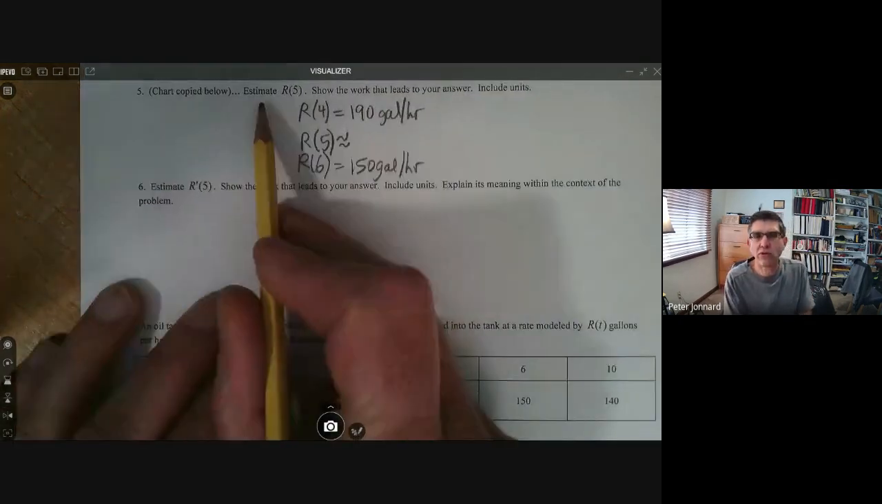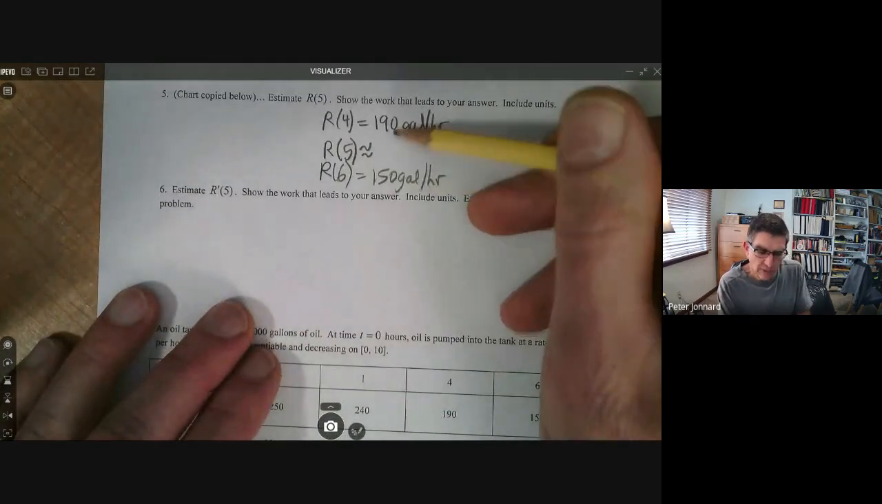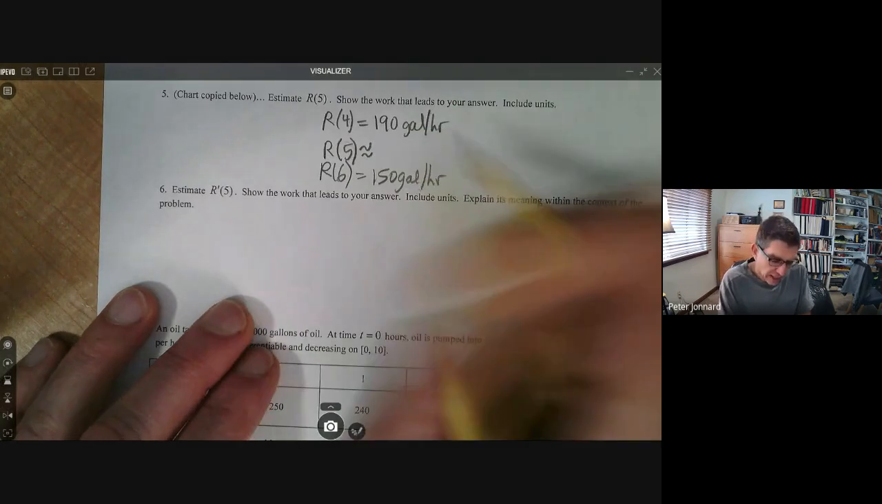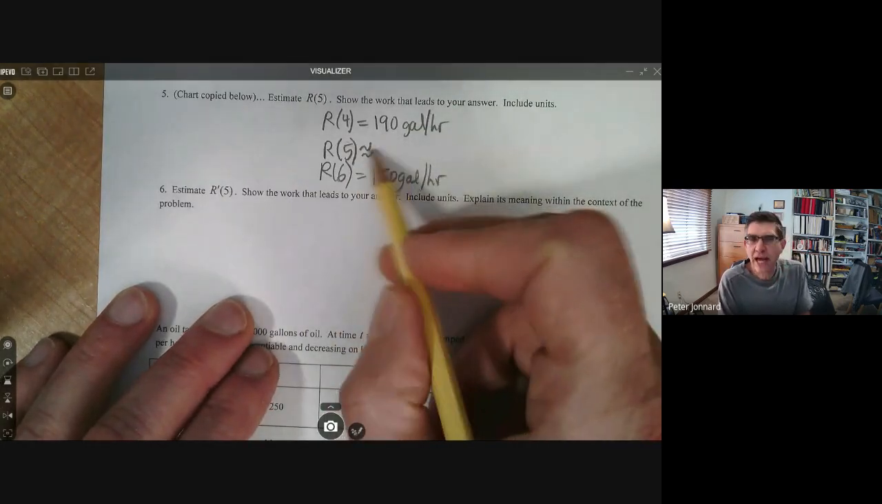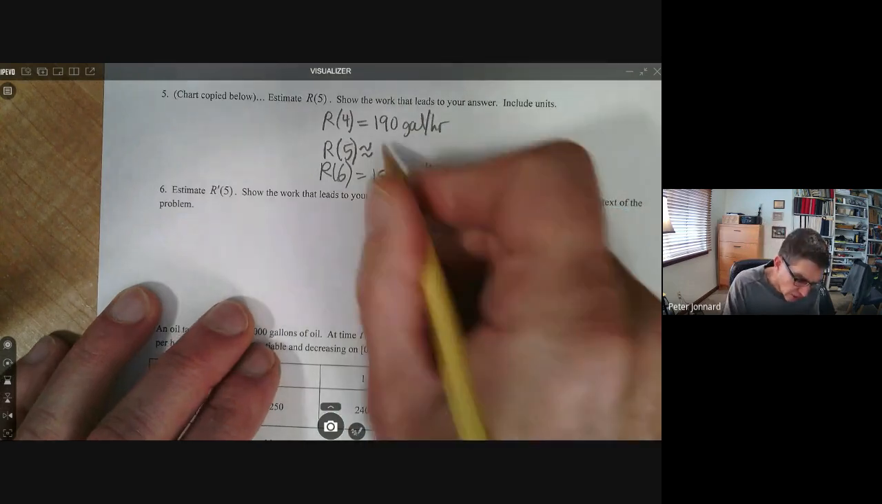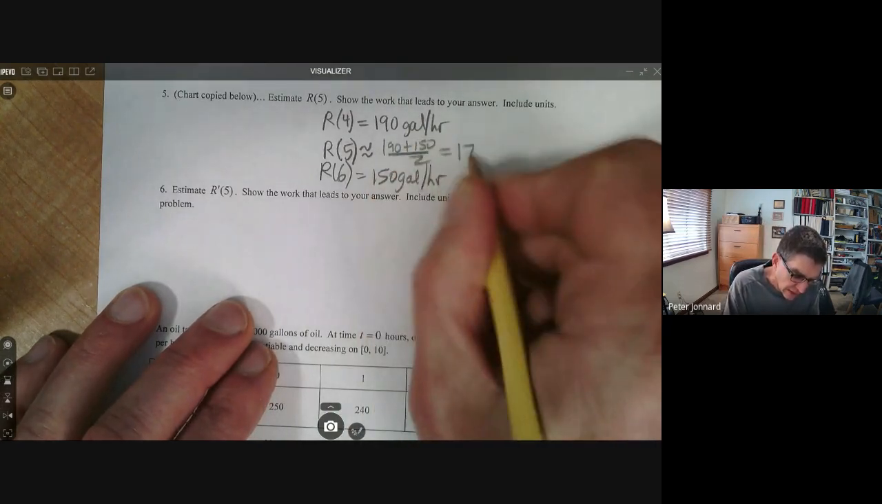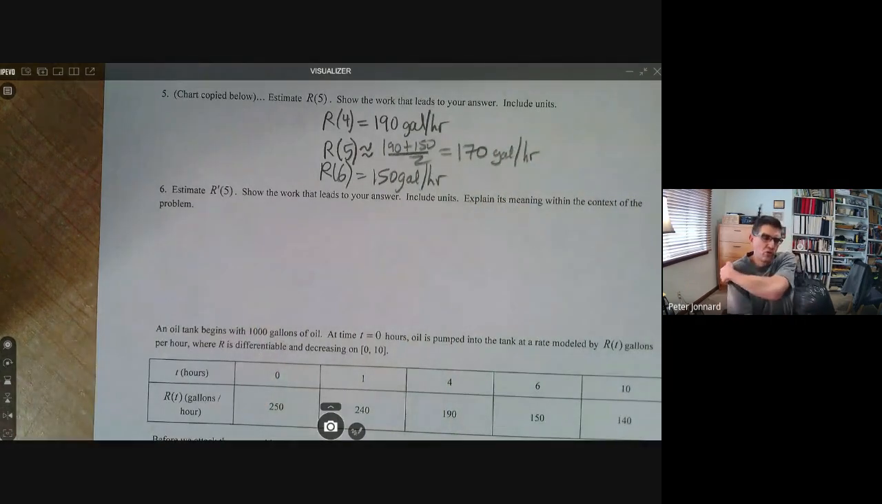Remember, this is an estimate. We don't know the exact value. We could make an argument it could be any possible number between 190 and 150 based on what they've told us. But in this case, it's reasonable to assume it's linear, in which case a simple average would be fine. So if I just take 190 plus 150 and divide that by 2, I would get 170 gallons per hour. It's perfectly reasonable to assume that.